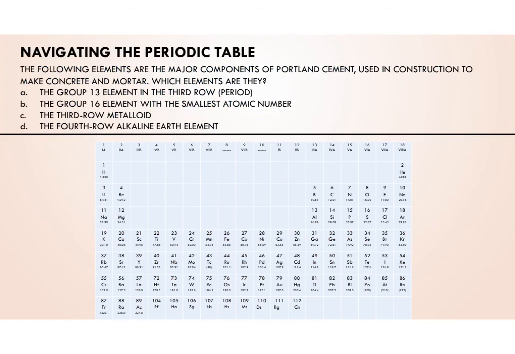Alrighty, so here are some really simple questions you might be asked about the periodic table. If I asked you what element is in group 13 and period 3? Period 1, period 2, period 3, so it's in this period, and it's group 13. All right, so that is aluminum. What is the element in group 16 that has the smallest atomic number? That'd be on top, right? That's oxygen.